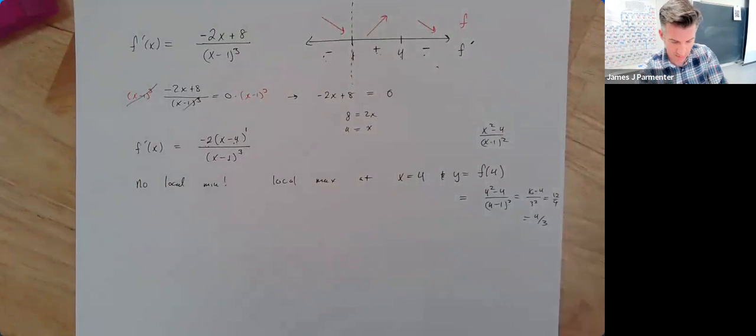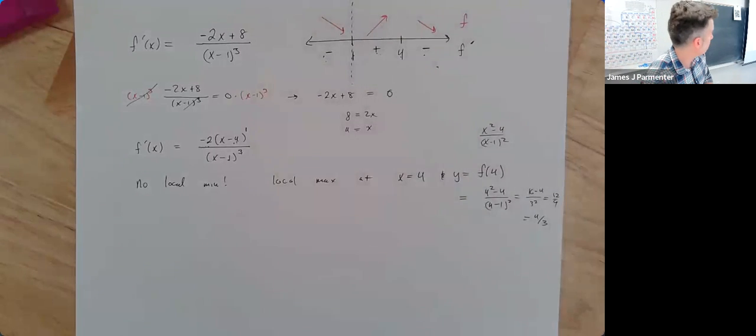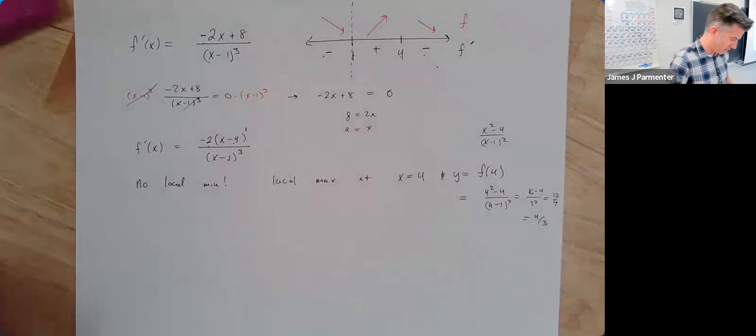Sorry, one second. It's going to be negative 2x plus 8 divided by x minus 1 cubed. Here's what you should expect to happen. The second derivative should have a denominator that's x minus 1 to the 4th. Every time you take another derivative, your power in the denominator just gets 1 larger. And it's 4x minus 22 over x minus 1 to the 4th.